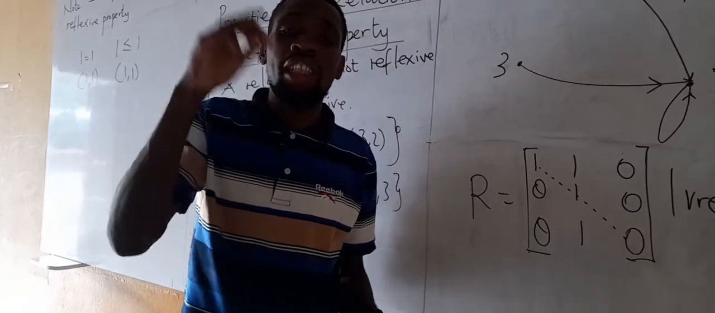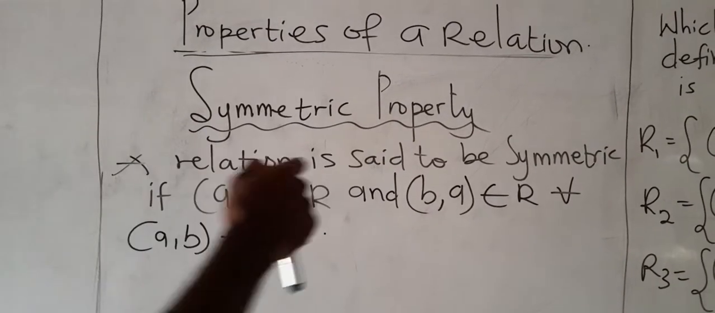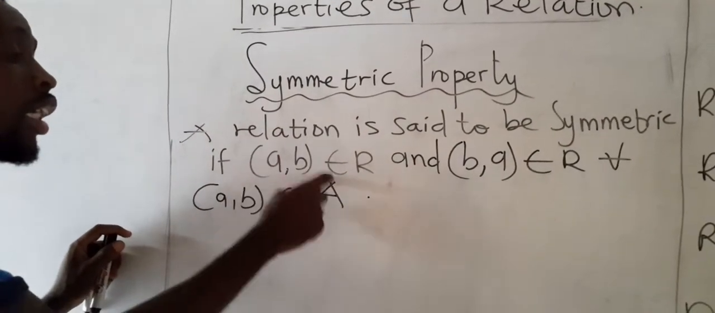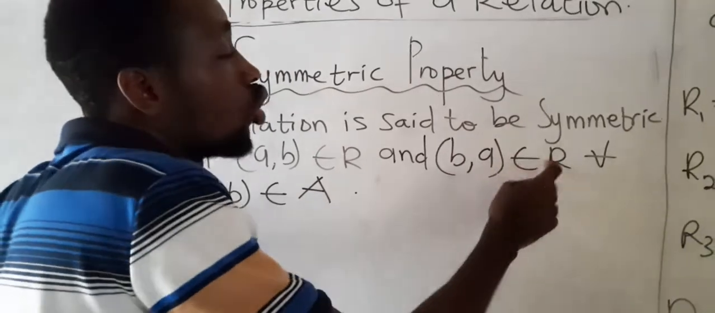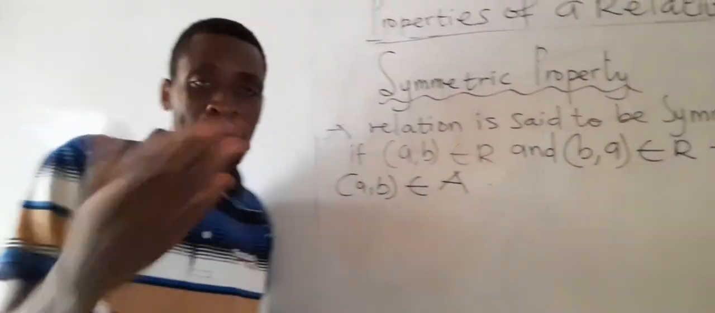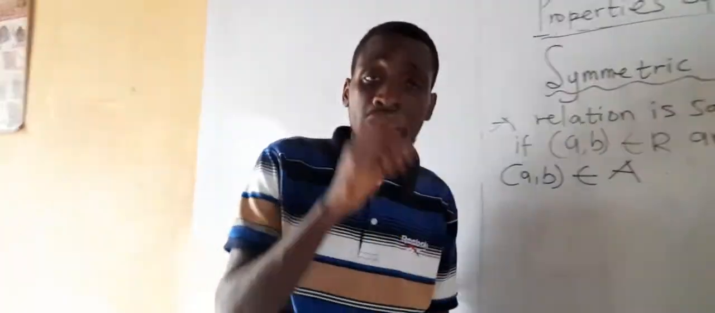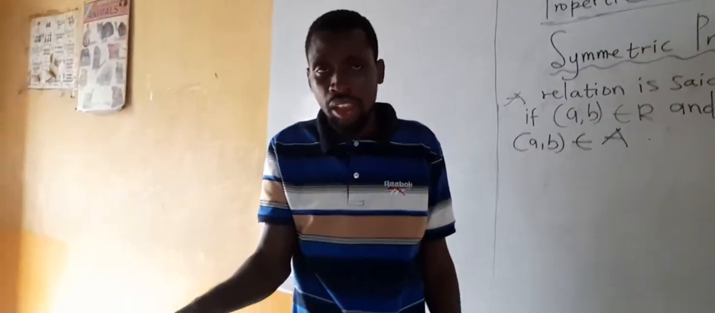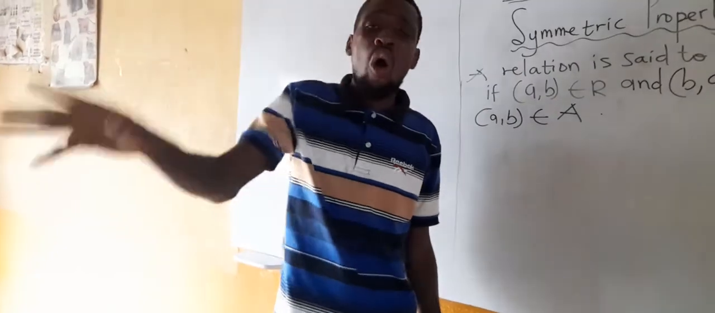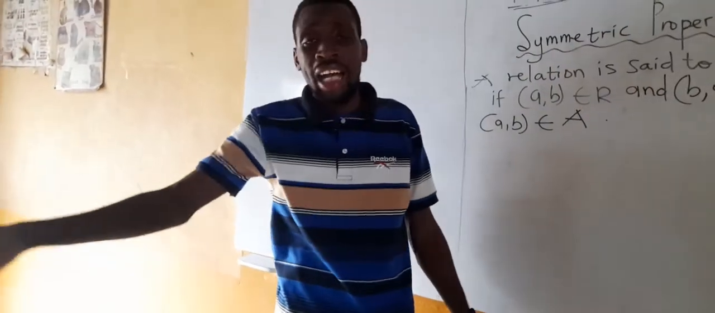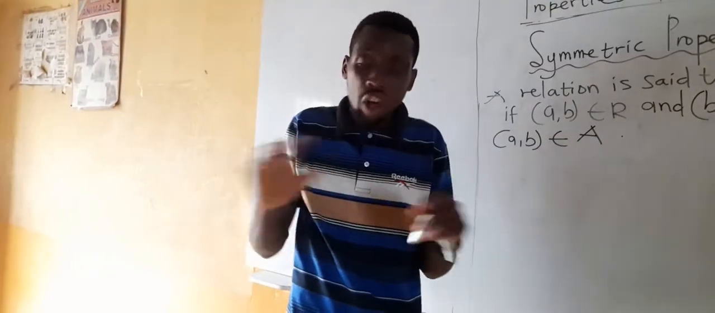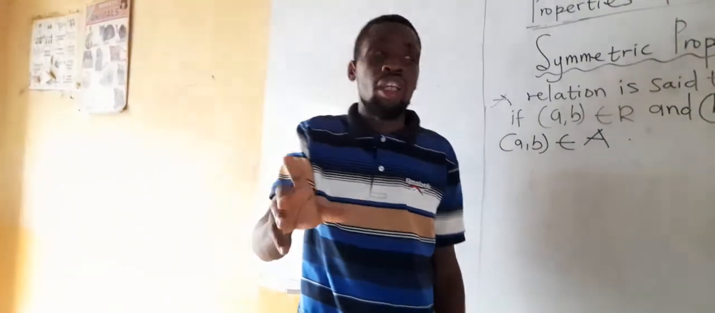The next property we'll talk about is the symmetric property. We say that a relation is said to be symmetric if (a, b), that is a relates b, is a member of R, and also b relates a is a member of R, for all a, b in A. This is a little bit mathematical, so let me try to explain it in layman's terms. You check a relation: if one element relates to another, say 1 relates 2, check whether 2 also relates 1 in that relation. As far as one element relates to the other, the opposite must also happen. If this occurs for all other pairs in that set, then we say the relation is symmetric. If not, it is not.